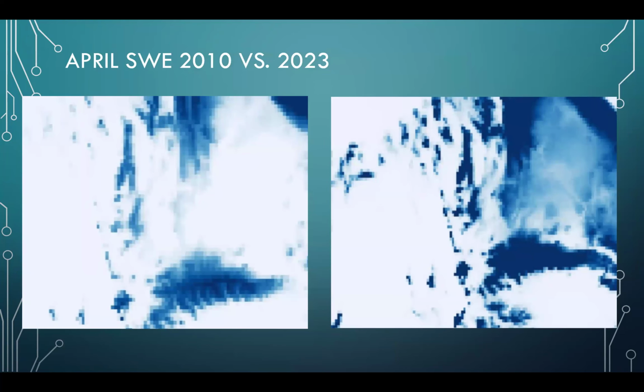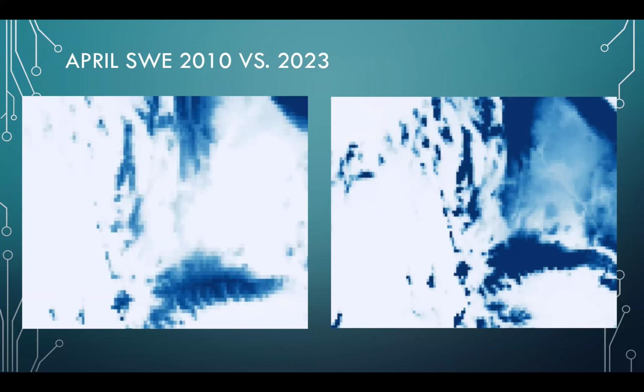Here, I did some time series of different years, but they didn't look very good because the resolution isn't very high. But here's comparing 2010 to 2023, and you can see how much more saturated we are with snow water equivalent in 2023.